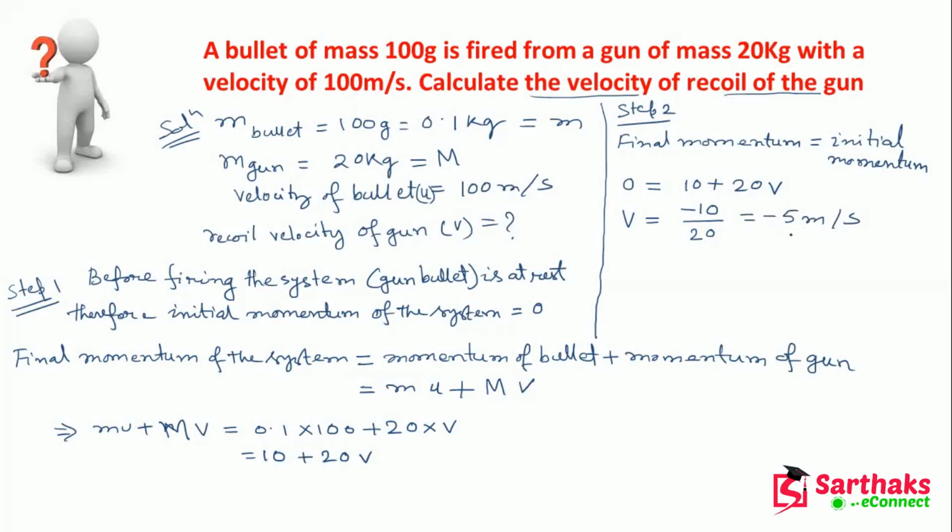And this negative sign shows that the direction of the recoil velocity of the gun is opposite to the direction of the velocity of the bullet. Here you can see one minus sign. So the recoil velocity is 0.5 meter per second, and this is the answer.